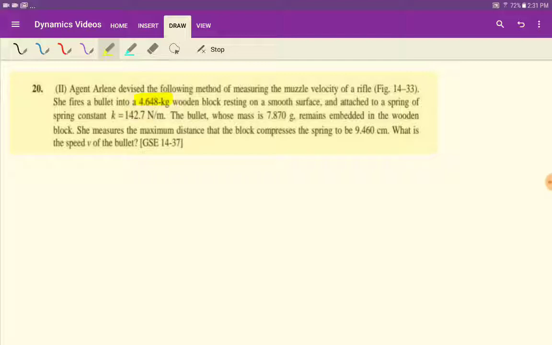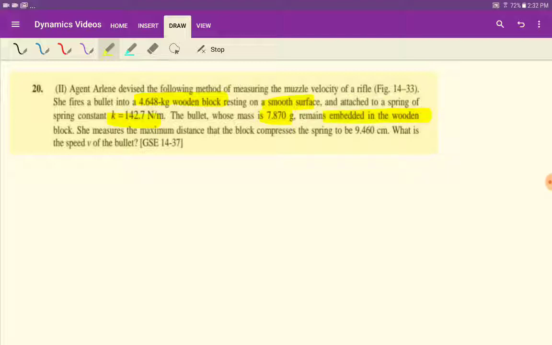All right, it's resting on a smooth surface. Smooth surface just means that there's no friction. Okay, it's attached to a spring with a constant of 142.7 newtons per meter. And then, oh wow, I said something weird. I said that the bullet was 4.68 kilograms. I'm wrong. It was the block. The block is 4.68 kilograms. My bad. The bullet's mass is 7.87 grams. All right, and it remains embedded in the wooden block.